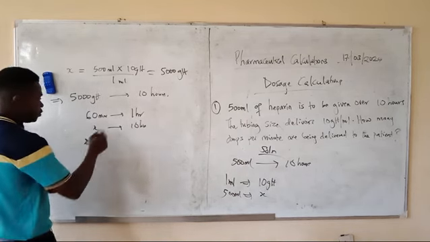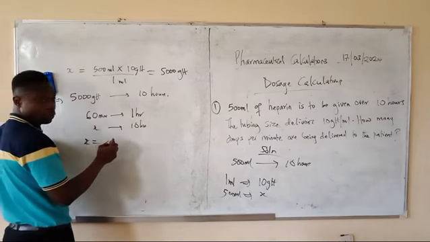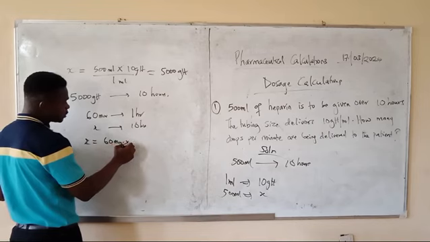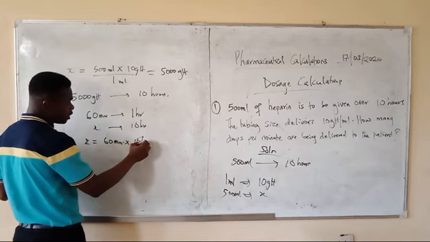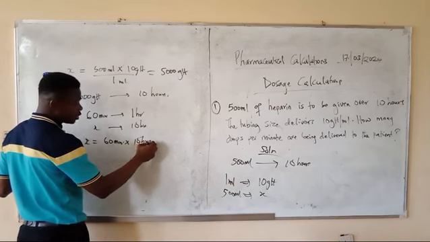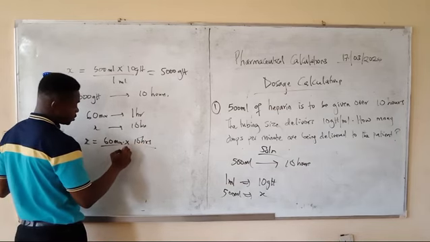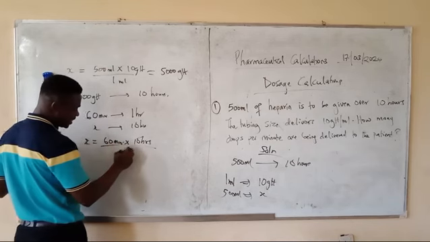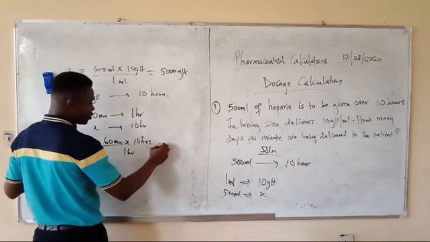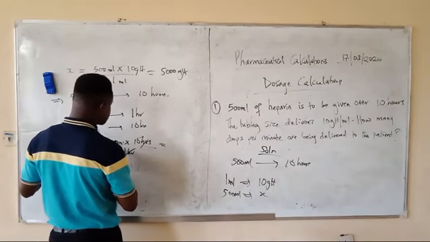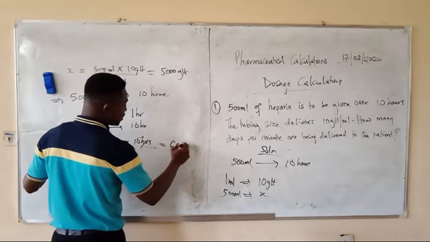Good. Okay, so if we apply, we have 60 minutes, right? Times what? Times 10 hours over 1 hour. Don't forget your unit, okay? Hour cancels hour, right? So 60 minutes times 10 is what? 600 minutes. Are we together?